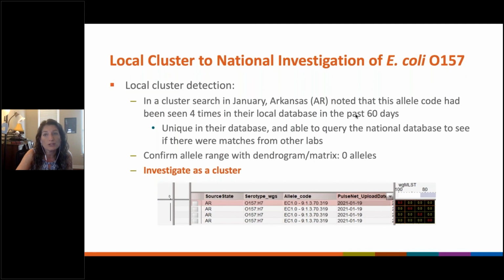So switching gears to E. coli. This is something that was a local cluster. Arkansas did a cluster search in January, and they noted that this particular allele code had been seen 4 times in their local database in the past 60 days. This was unique to their database, and then they queried the national database to see if there were matches from other labs. And they confirmed that the allele range was 0, so indistinguishable. So it was definitely something they wanted to investigate.